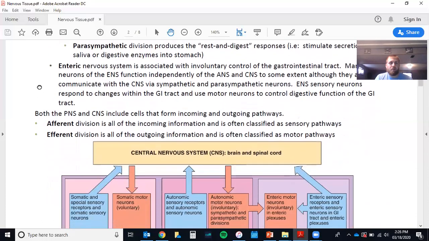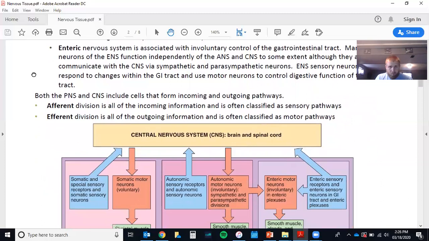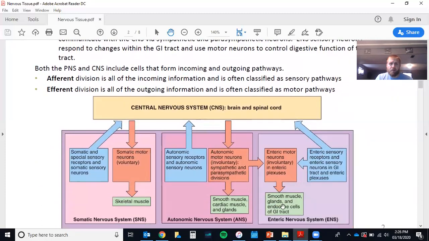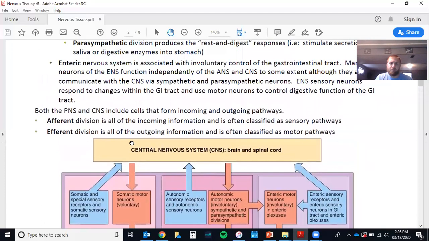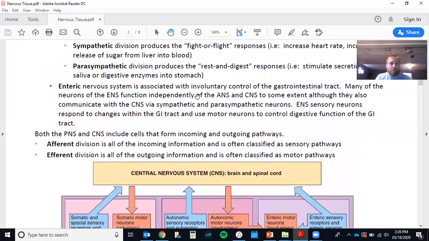All right, the third division of our peripheral nervous system, shown over here on the right, what we call the enteric nervous system, associated with the same thing here, involuntary control. And specifically, we're talking about the organs of the GI tract. So we see GI tract, gastrointestinal tract, we're talking mainly about stomach, small and large intestine, but it also includes a couple other organs as well.